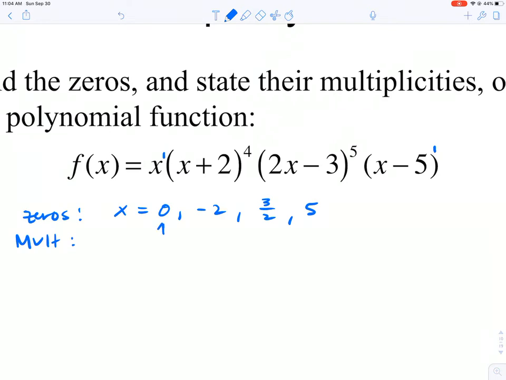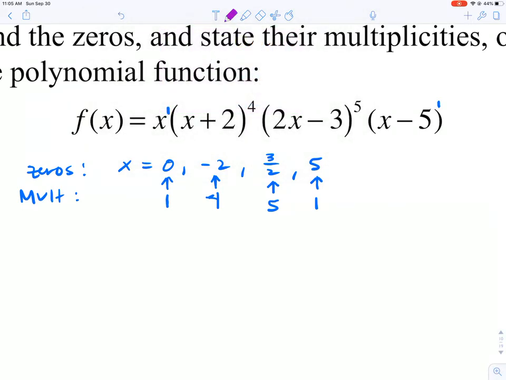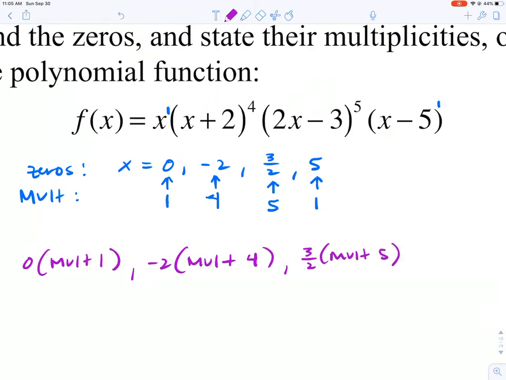So the way that I'm going to write this is the multiplicity. The factor where we determine that 0 is a 0 is x, and it's raised to the first power, so 0 has a multiplicity of 1. -2 has a multiplicity of 4. 3/2 has a multiplicity of 5, and 5 has a multiplicity of 1. Your textbook writes your zeros and their multiplicities like this. So they would list 0, mult 1, -2, mult 4, 3/2, mult 5, and 5, mult 1.